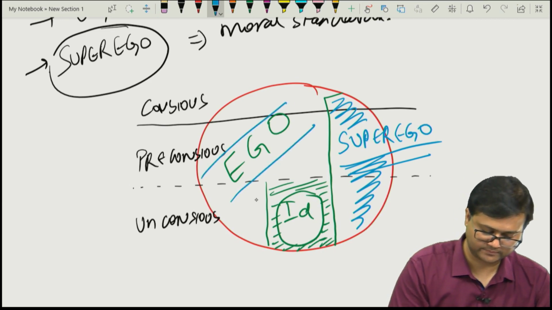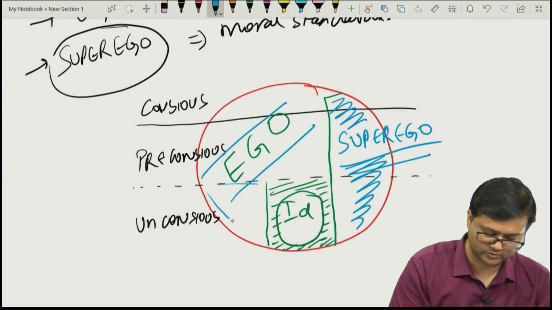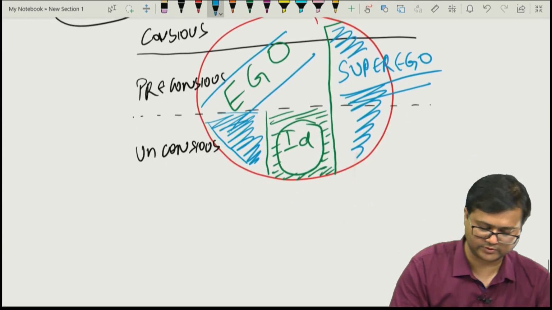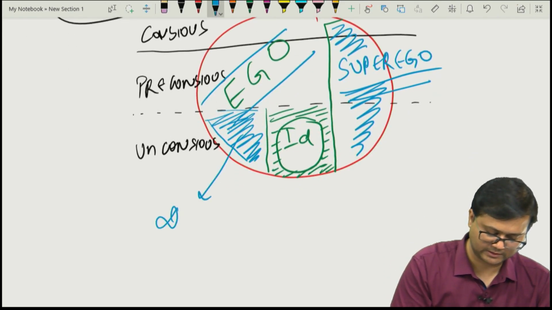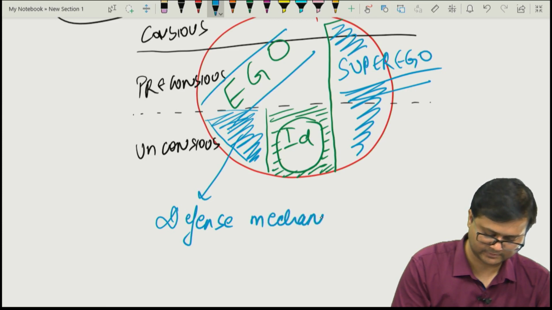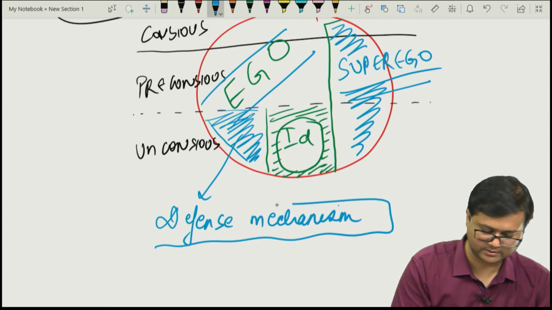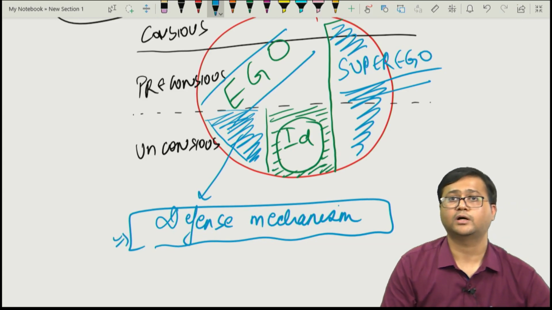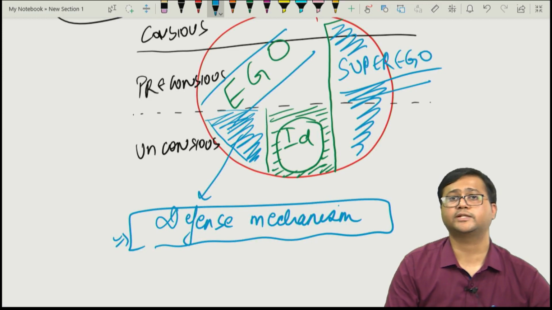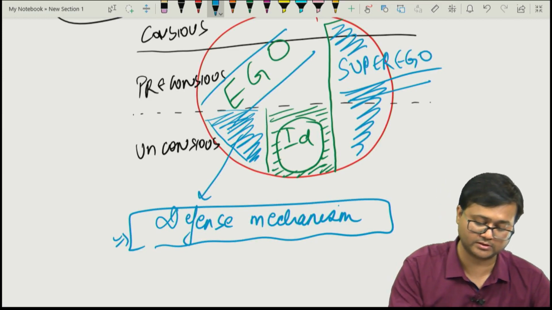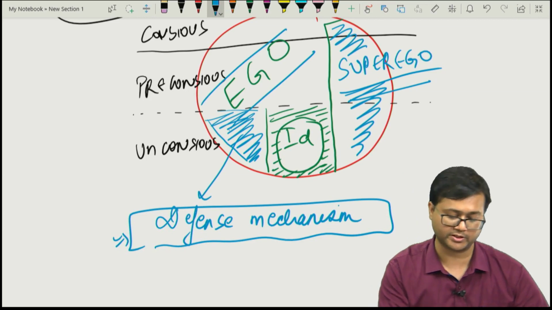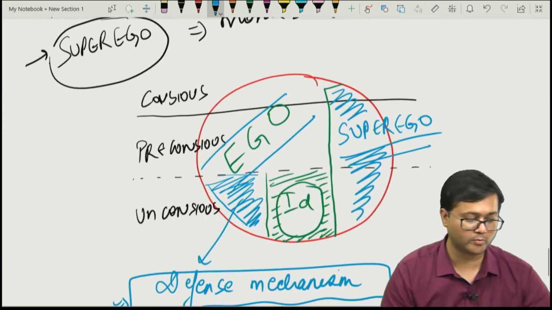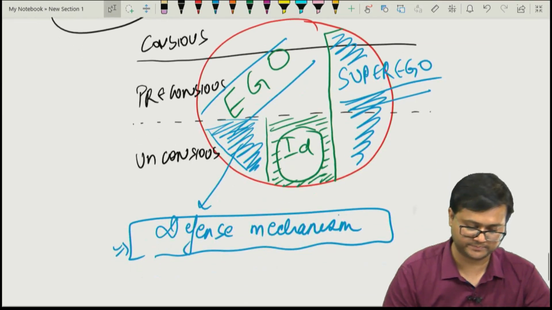Now the ego in the unconscious part of the mind, this is where the defense mechanisms lie. So basically the defense mechanisms are the unconscious part of the ego. These are the techniques which generally balance whenever there is a conflict between the id and the superego. So these are two important models which were given by Sigmund Freud.